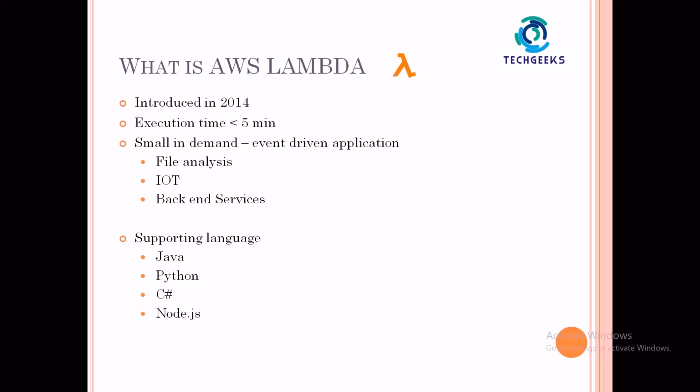For example, any kind of file analysis, IoT, as well as backend services. The main supported languages for Lambda, on which we will be creating our examples, will be Node.js, Python, Java, and C#. These are the main supported languages that can be built or deployed into AWS Lambda.